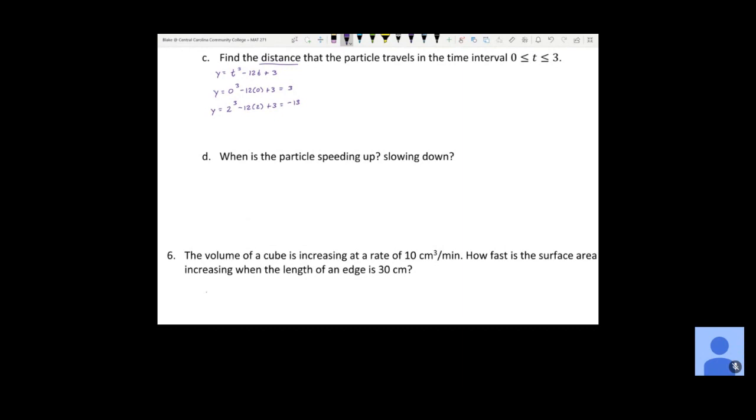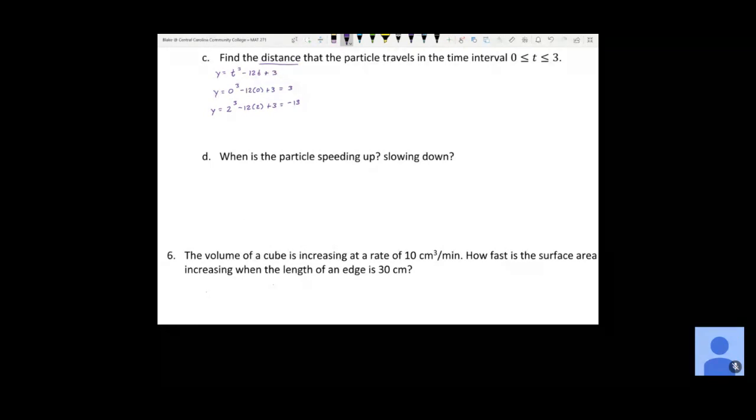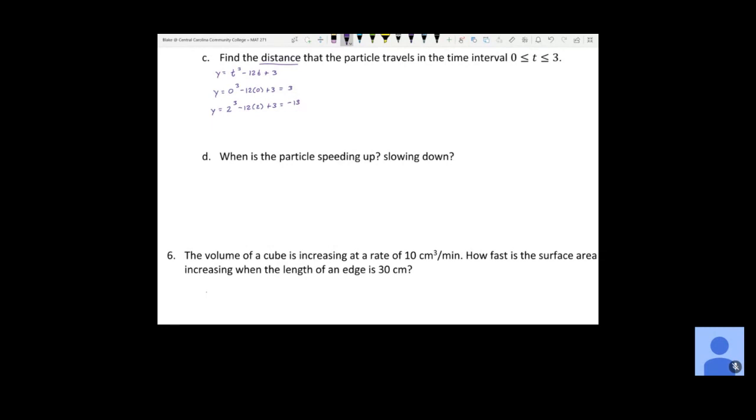So at this point, we know our starting position is 3. We know at 2 seconds we're at negative 13. How are we going to find the distance between those 2 points now? The problem with just adding them is that one's negative and one's positive. In general, if I want to know the distance between 2 points, what would I actually do with them? Like if I want to know how far it is from 5 to 8, what would I do with those two values?